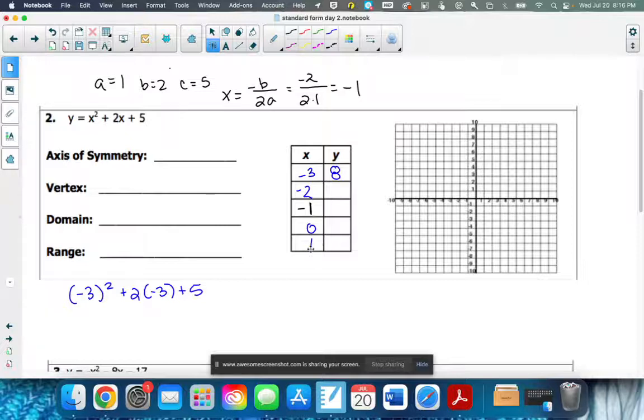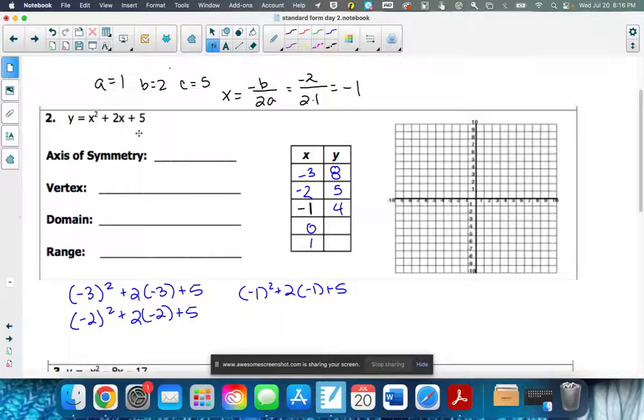And again, if we've done this right, then the number on the other side should also be positive 8. All right, so negative 2 squared plus 2 times negative 2 plus 5. That's 4 plus negative 4, which is 0, plus 5, which is 5. And again, the 0 matching point should also be 5. And then negative 1 squared plus 2 times negative 1 plus 5. That should be 1 plus negative 2, which is negative 1, plus 5, which is 4.